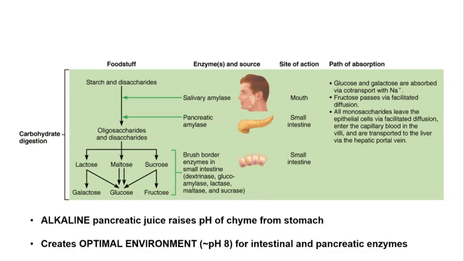So keep in mind that the intestinal enzymes tend to work best in alkaline conditions, typically around a pH of 8. Pancreatic juice has an abundant amount of bicarbonate in it, so that the pancreatic juice has the ability to raise the pH of the chyme that is entering the small intestine from the stomach.